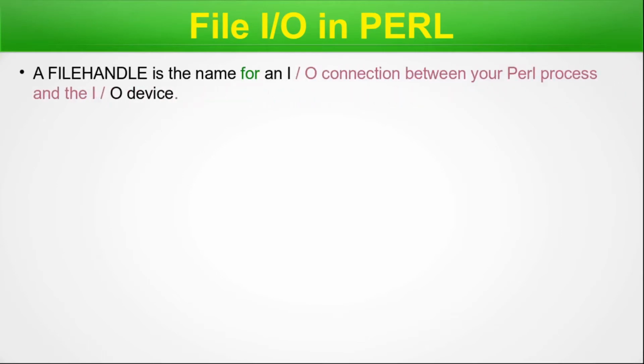A file handle is the name for an input output connection between your PERL process and the input output device. So what is an input output device? The monitor is an input output device where we see different outputs coming onto our screen. Another is our hard disk, where we are writing our files physically. The input devices are the keyboard and the mouse. So the standard outputs will go to the monitor, while the standard input will come from the keyboard and the mouse. These are all standard input output.